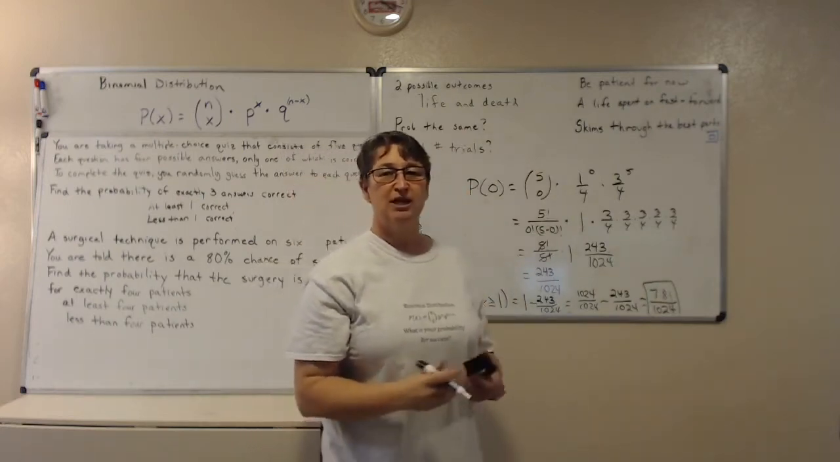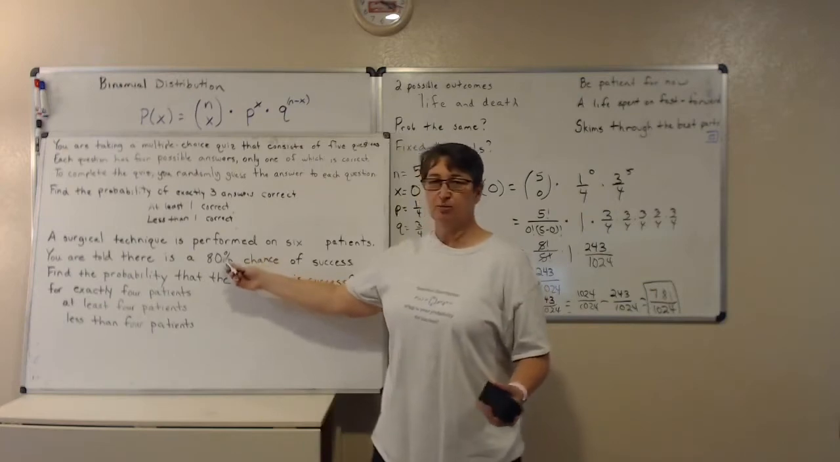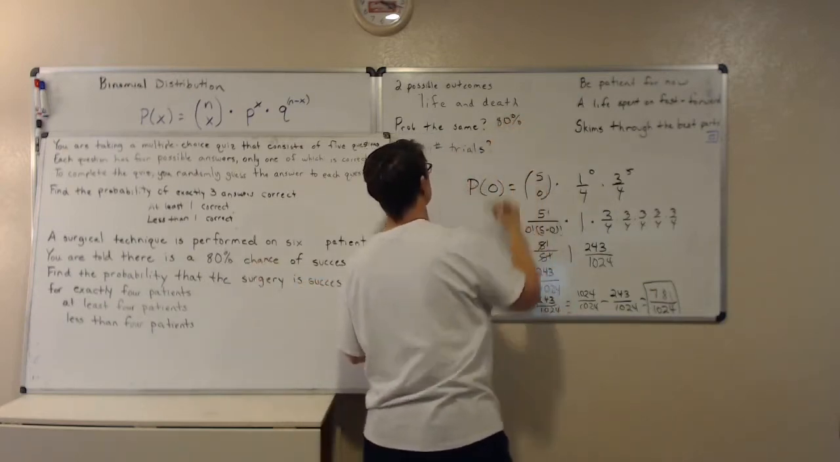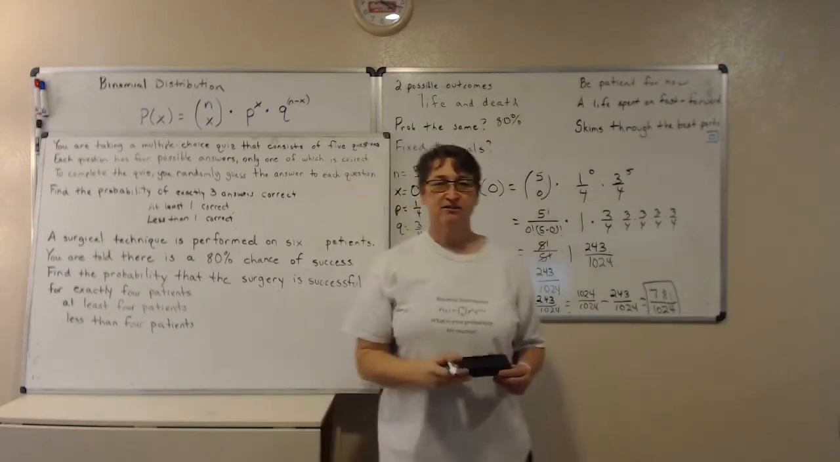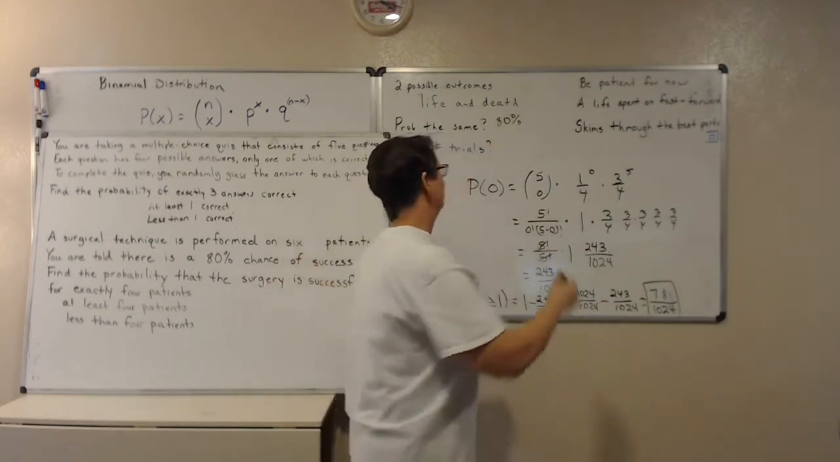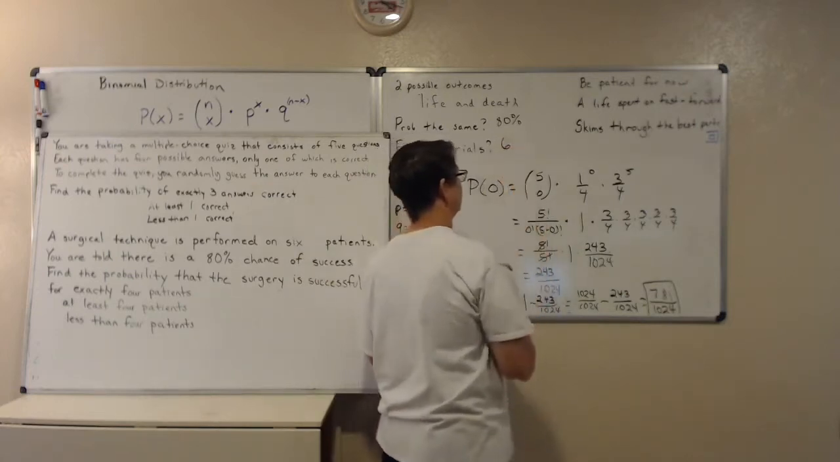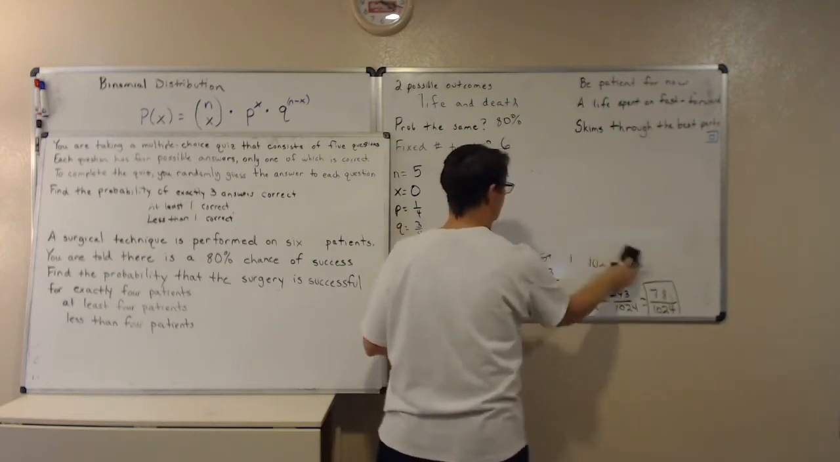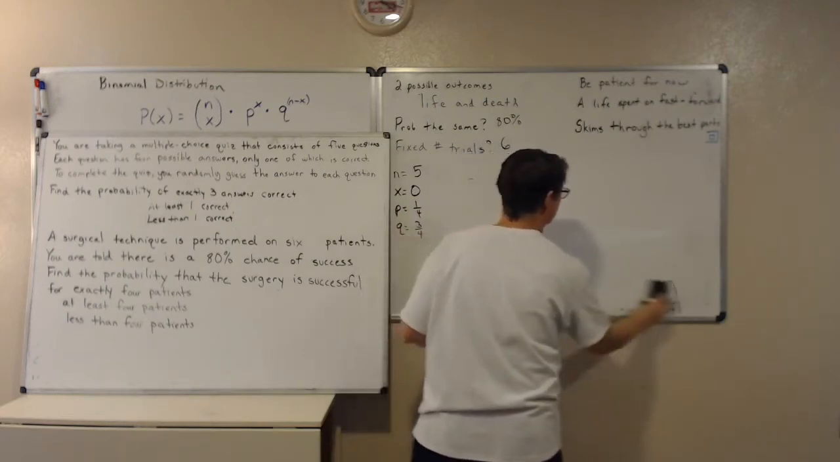The probability for success does stay the same. My probability each time is 80%. So I have that 80% probability. And there are a fixed number of trials. There are 6 patients that we're going to do this on. So there are a fixed number of trials. So now let's go through the formula.